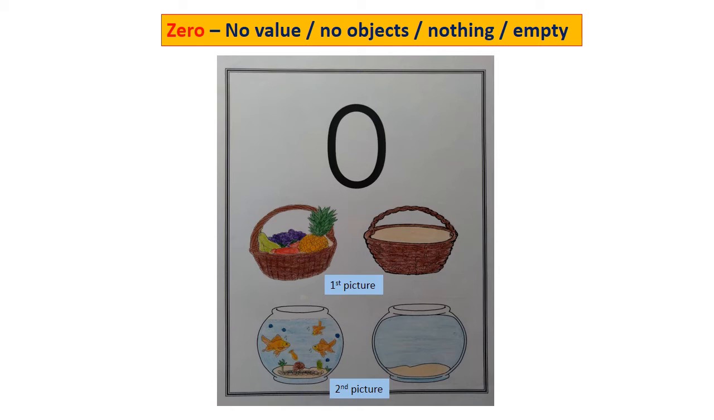So, 0 means it has no value, no objects. It's nothing, empty.